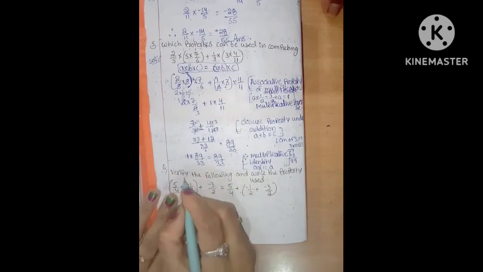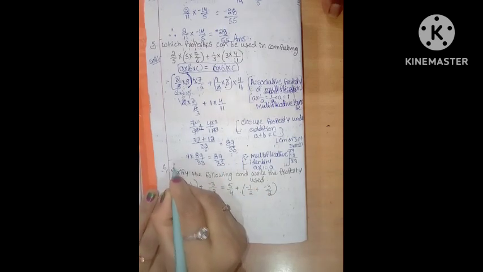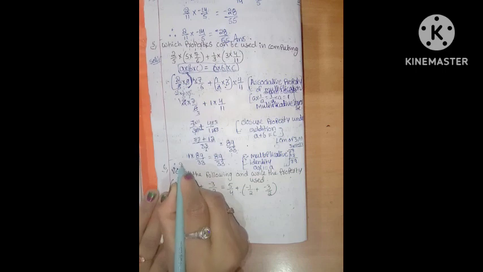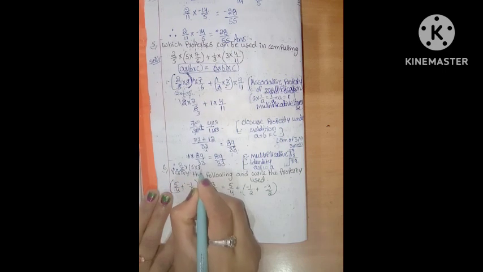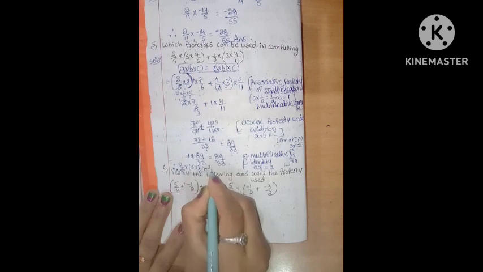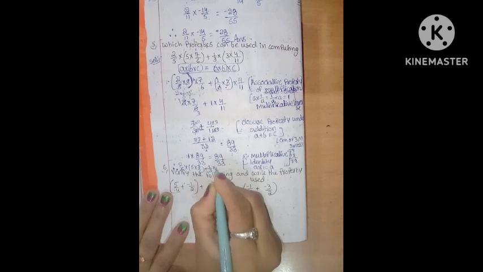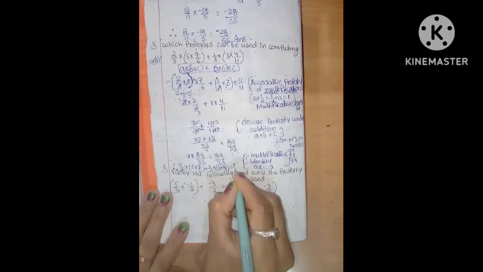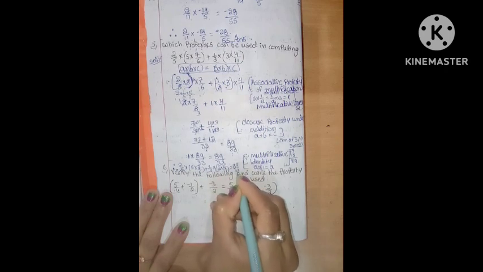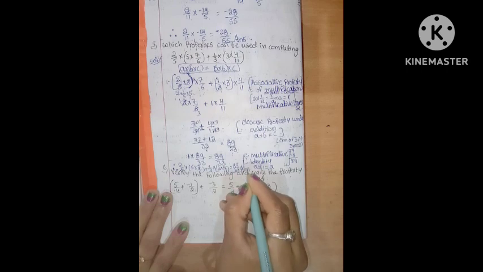This is the final answer. What's the final answer? What is the product? 2 by 5 into 5 by 5 cross 7 by 6 plus 1 by 3 into 3 cross 4 by 11 equals 89 by 33. This is the final answer.